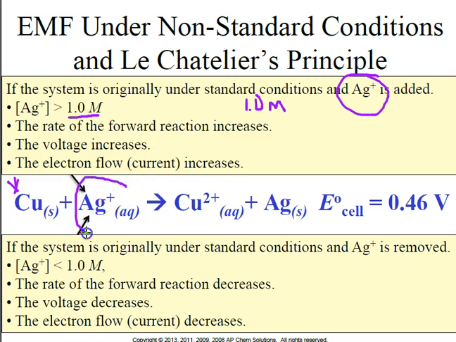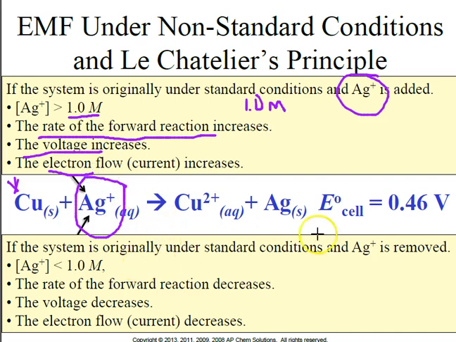Well, the silver ion is a reactant. So if you put some more reactant in there, that's going to cause the rate of your forward reaction to increase. Think about a reaction. A reaction occurs as electrons are exchanged between these ions. So if you have more silver ions to go pick up those electrons, that is going to increase the force at which those electrons can come in. Therefore, the voltage will increase, or the electron flow can increase.